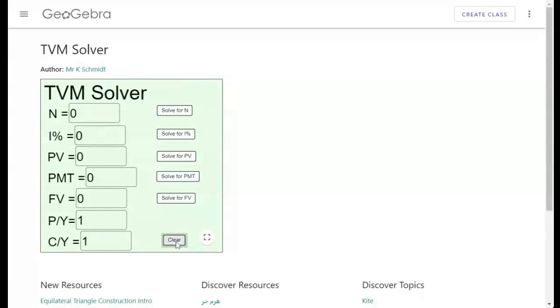There we go. Let me clear this. So even though I said it in words, let me put the numbers in. So N, capital N, remember that's 12 times 25, which is 300. We said I was 6%. PV is what we want, so let's leave that alone. The PMT, that's $1,500 per month. FV we said is 0. P/Y is 12, and so is this. So we solve now for PV.